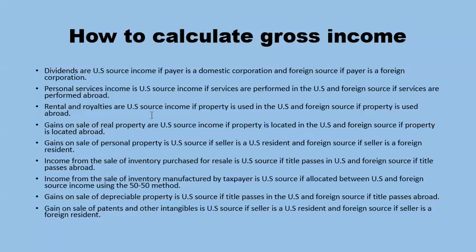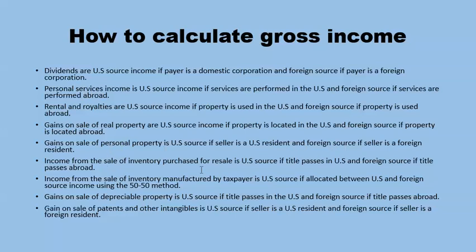Rentals and royalties are US source income if property is used in the United States, and foreign source if property is used abroad. Gains on sale of real property are US source income if property is located in the United States, and foreign source if property is located abroad. Gains on sale of personal property are US source if the seller is a US resident, and foreign source if the seller is a foreign resident.